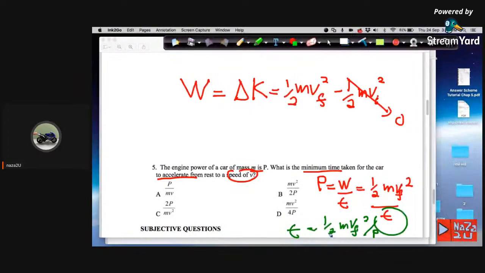Nah, T is T from the rest. Half. Okay, sekali lagi tengok sini, tak clear sini ya. So we have a half mv final divided by T is equal to P, right? So we have a half mv square final divided by P, because T kan. Kita tengok situ.